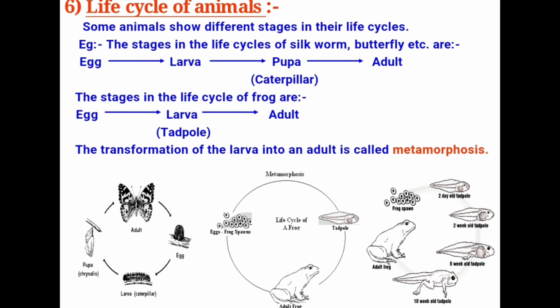So what is the life cycle of the frog, and here you can see this of the caterpillar, right or not? So some animals show different stages in their life cycle. The stages of the life cycle of silkworm, butterfly, right or not? So these are the various animals' life cycles. Through the pictures you can understand, and among these, metamorphosis is very important. Okay, so this way we can revise this chapter.